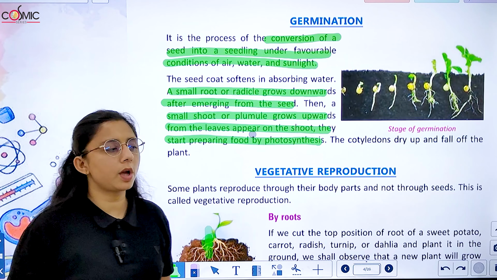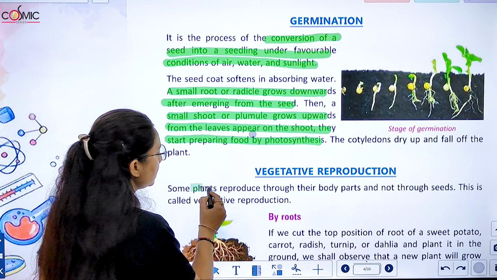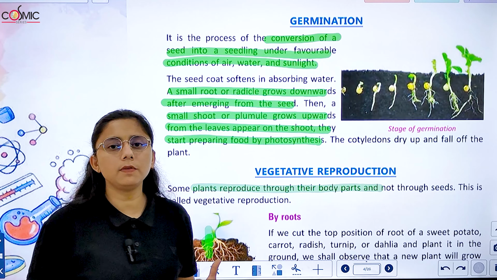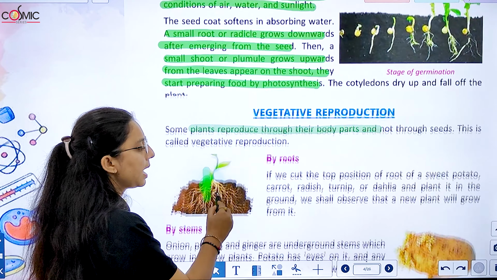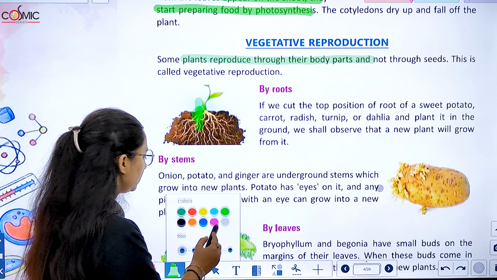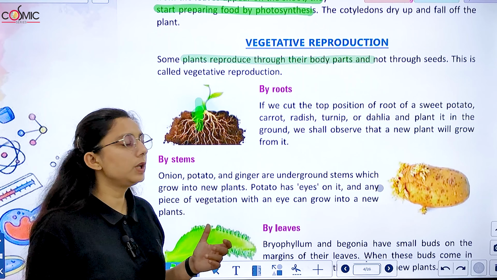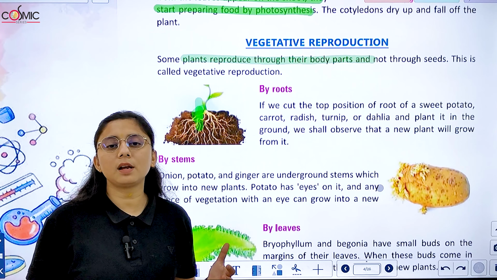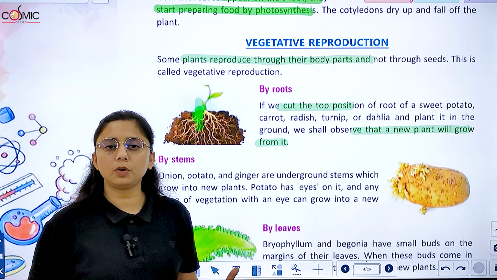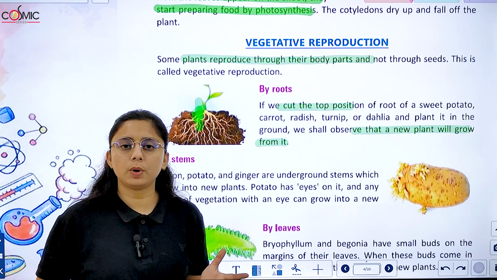Next is vegetative reproduction. Some plants reproduce through their body parts and not through seeds. This is known as vegetative reproduction. Now there are some plants that reproduce by roots. You may take the root of sweet potato, carrot, radish, whatever you want. You will cut the top portion and plant it in the ground, and after some time you will observe that a new plant grows from it.